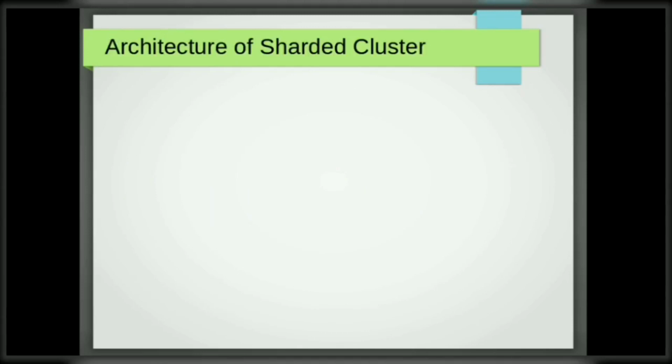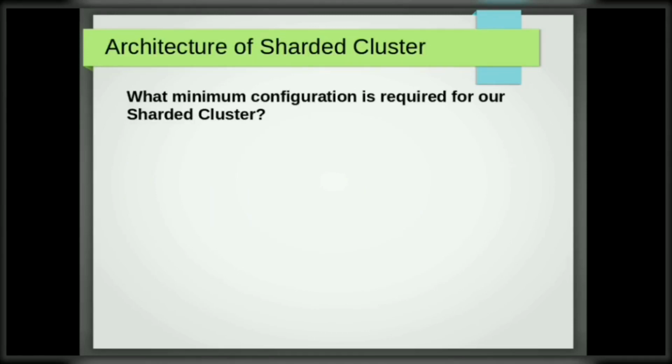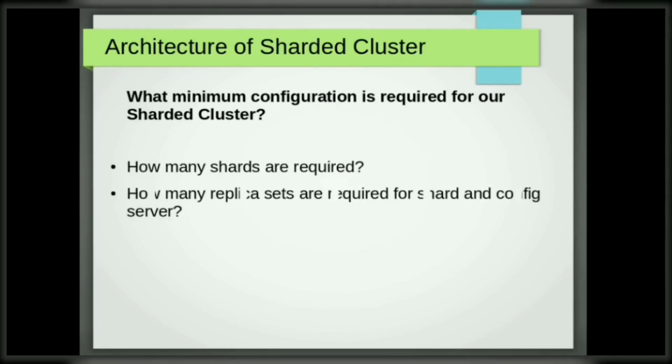Architecture of a sharded cluster. In order to design the architecture of a MongoDB sharded cluster with replica sets, the answers to a few questions are required initially, like how many shards are required? It means how many partitions do we need of our dataset? How many replica sets are required in each shard and config server? It means how many copies of each shard or config server are required in our cluster. How many query routers are required? It means how many application servers or Mongos you require initially to manage your traffic.